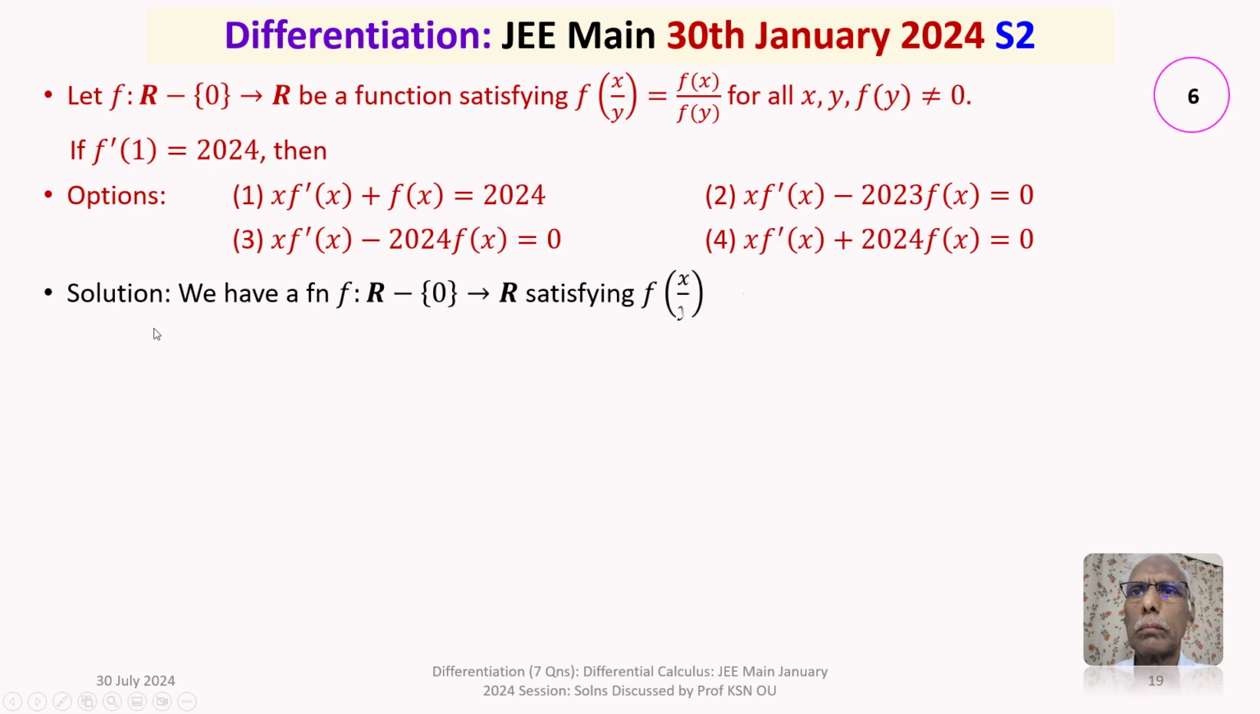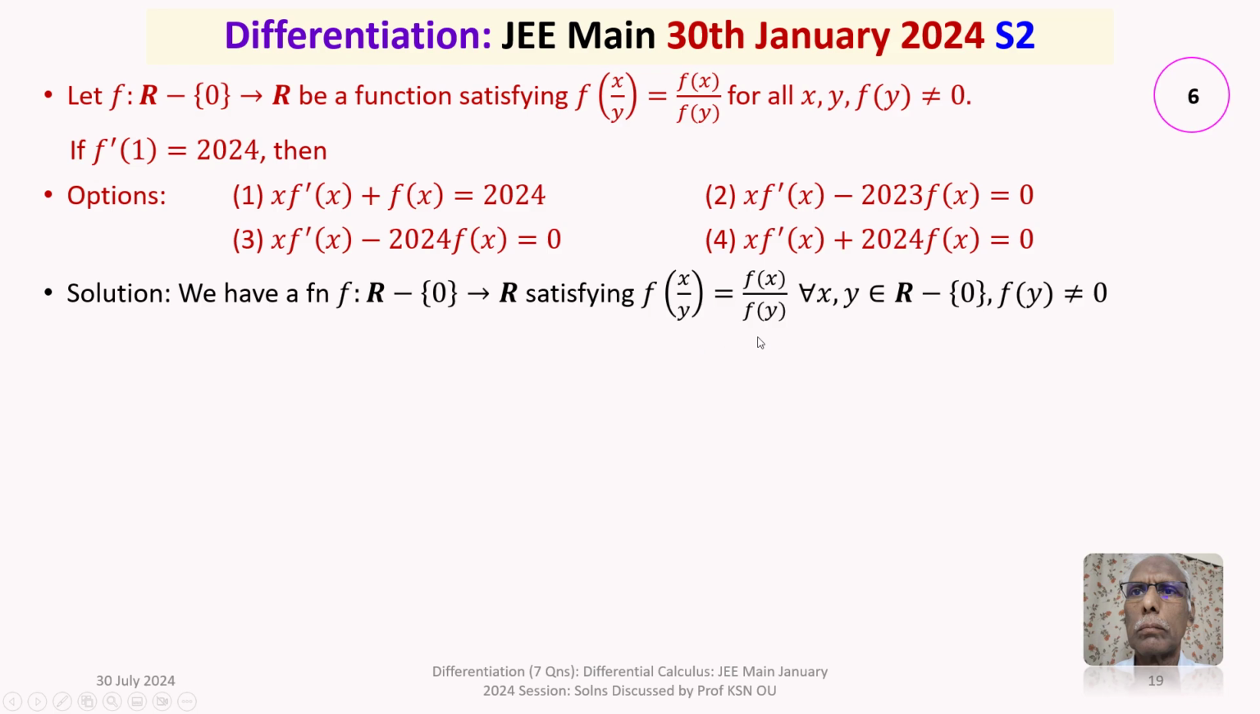Now let's discuss the solution of the problem in detail. We have a function f from the set of non-zero real numbers into the set of real numbers satisfying f of x by y is equal to f of x by f of y for all x, y belonging to the domain where f of y is not 0. Agreed. Look at this. You might have studied this in your plus 2 level. This is a functional equation.